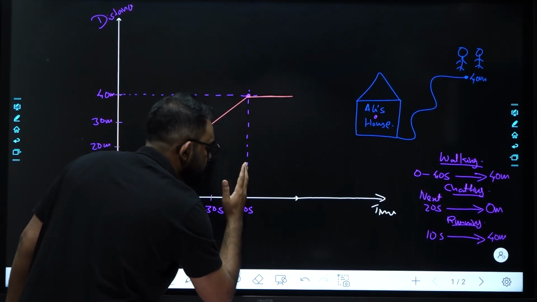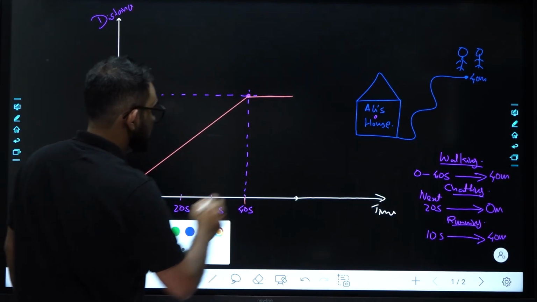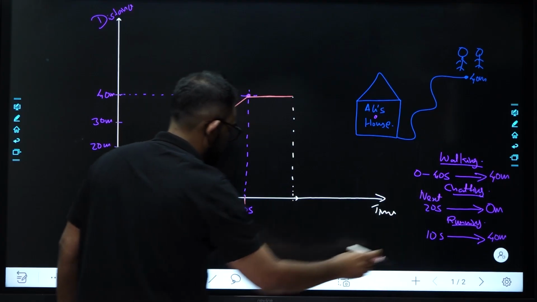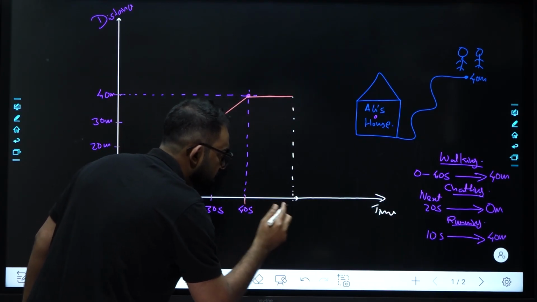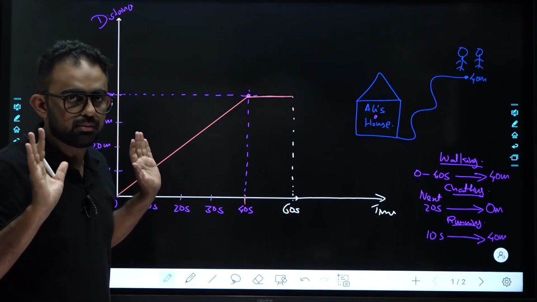Here the time is only running. How much time did he take for the chatting? Just 20 seconds. So this is 40 seconds plus 20 seconds, we will get 60 seconds. So in 60 seconds, the chatting ended.